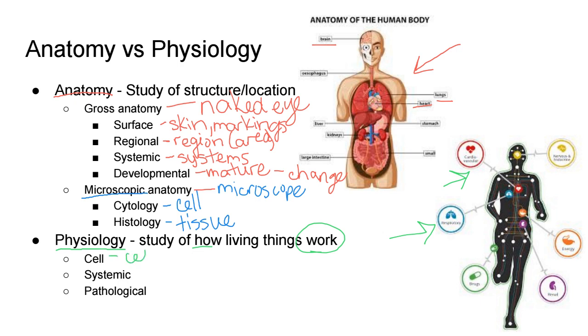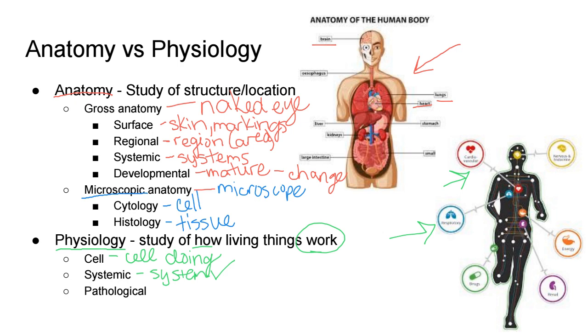Right? What is the cell doing and what is the cell's function? So how does a muscle cell work versus a nerve cell? Right? Systemic is based off of the systems. Again, this is where our focus will be in class.